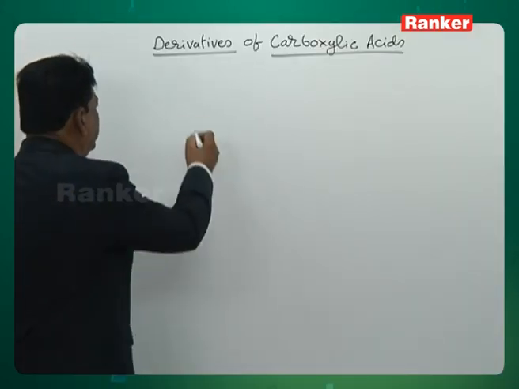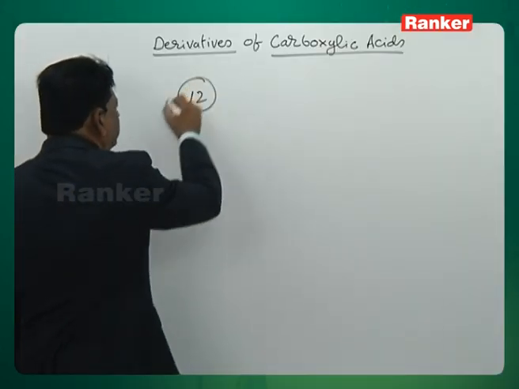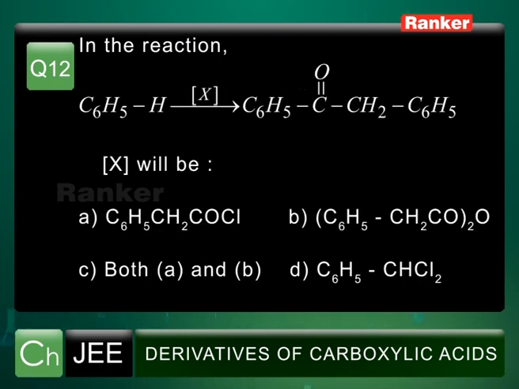Let's go to the next question, the 12th question. In the reaction given, C6H5-H means ordinary benzene. Reaction with the compound X gives benzene containing a CH2CO group, that is a sort of acylation taking place on the benzene. It is a Friedel-Crafts acylation reaction.